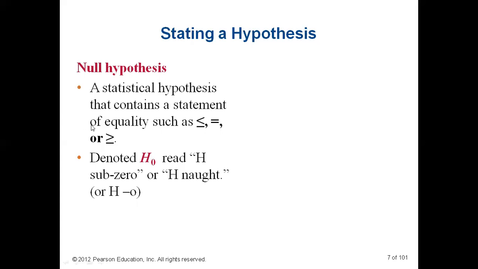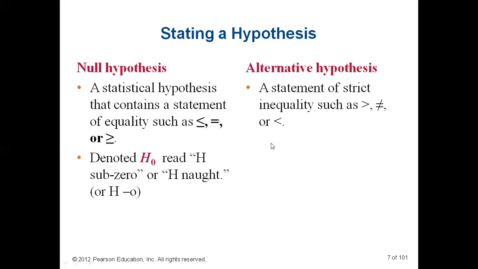It cannot be smaller than, it cannot be greater than, it cannot be not equal to. Always the statement should be like smaller than or equal to, greater than or equal to. It is denoted by the H0 symbol. The null hypothesis is always represented by the H0 symbol.